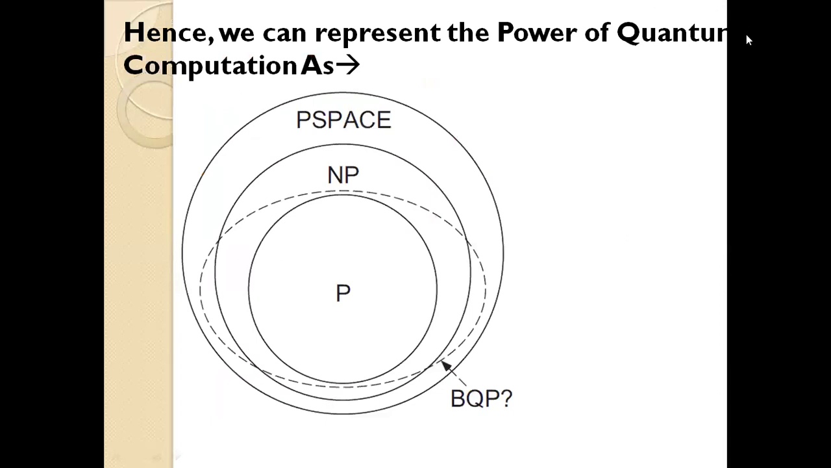So we can represent the power of quantum computation like this. This is BQP and this is P. BPP is involved, and this is NP and this is PSPACE. Solving in polynomial time, and this PSPACE. So here we have our BQP.